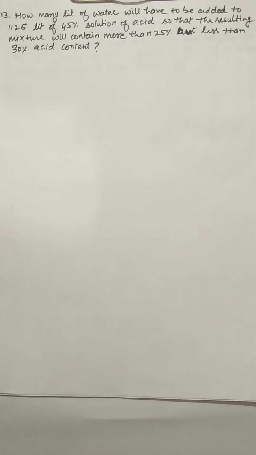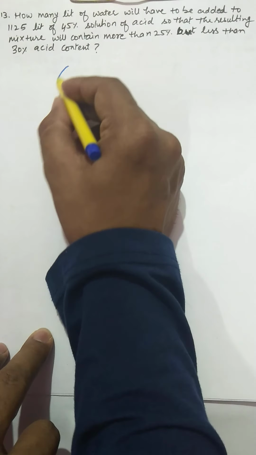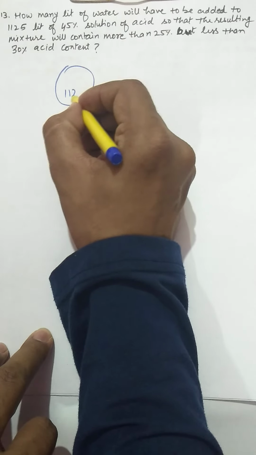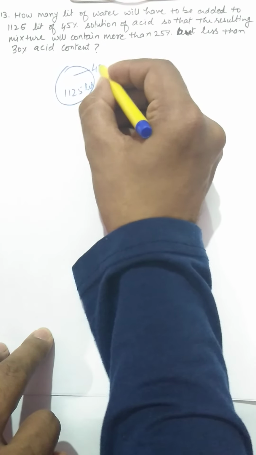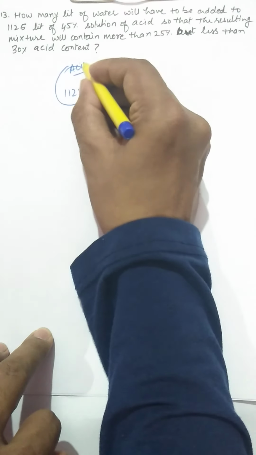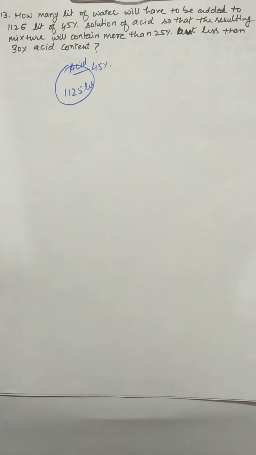Now take this question number 13. How many liters of water will have to be added to 1125 liters of 45% solution of acid? So there is a solution of 1125 liters in which the acid is 45%. Now you know we have to add something to it.